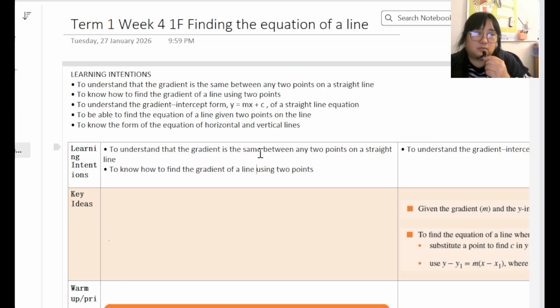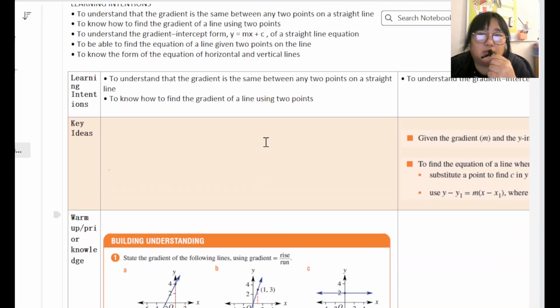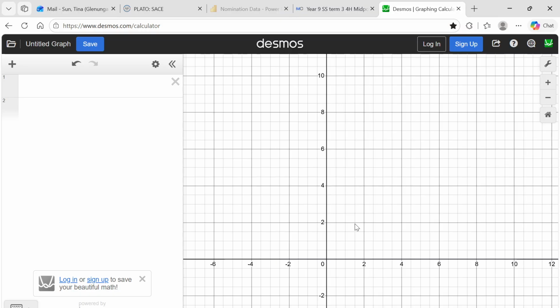Okay, now let us check the first part. We can understand the gradient is the same between any 2 points on a straight line, and how to find the gradient of a line using 2 points. Okay, so let us see from Desmos.